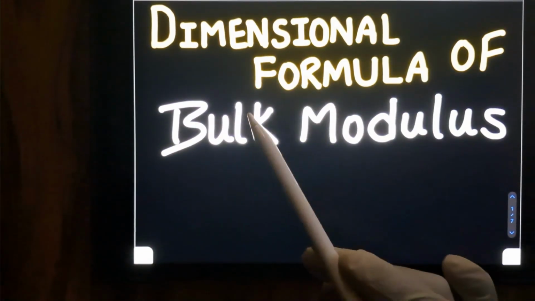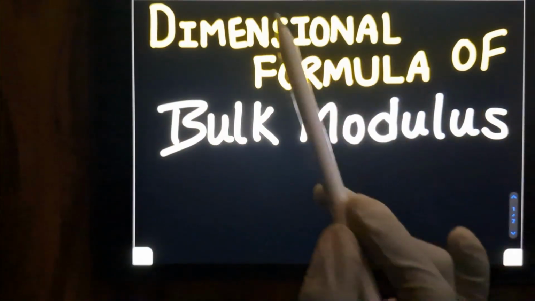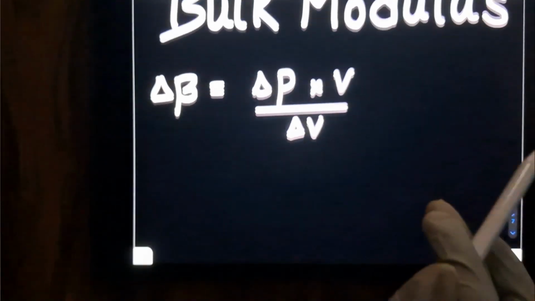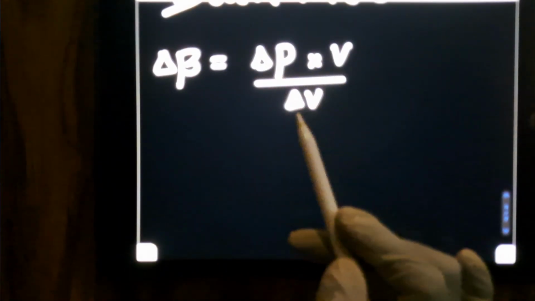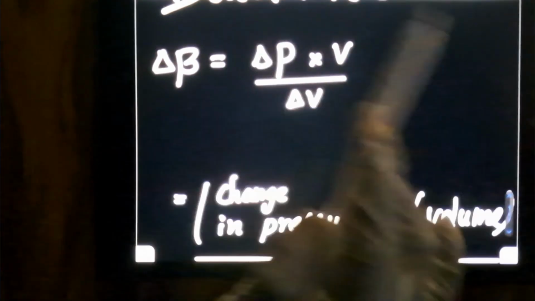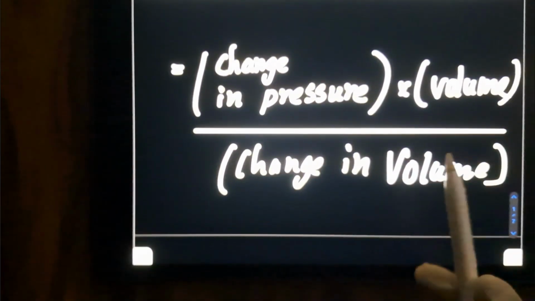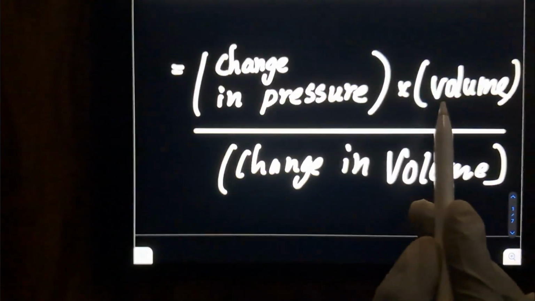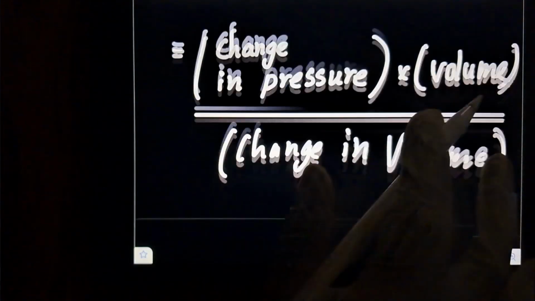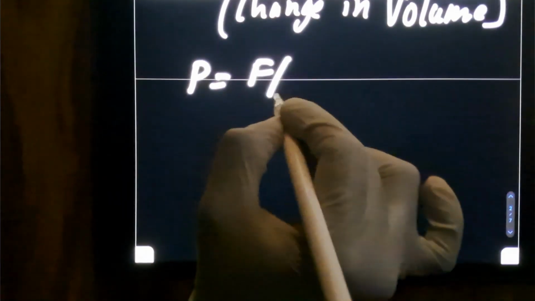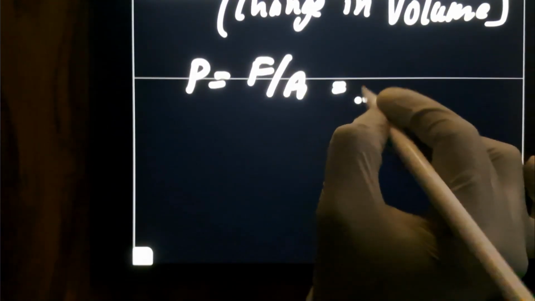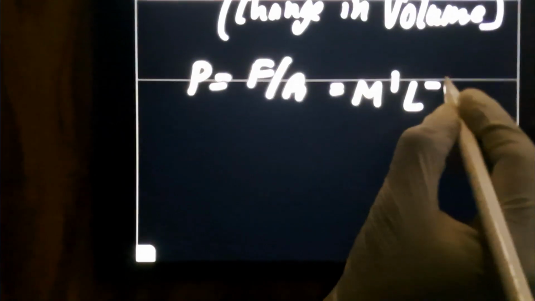To find the dimensional formula of bulk modulus. Here, the bulk modulus formula is change in pressure, delta P, into volume V, by change in volume, delta V. Here, we have to know the dimensional formula of pressure first. Pressure is equal to force by area. The formula will be M power 1 L power minus 1 T power minus 2.